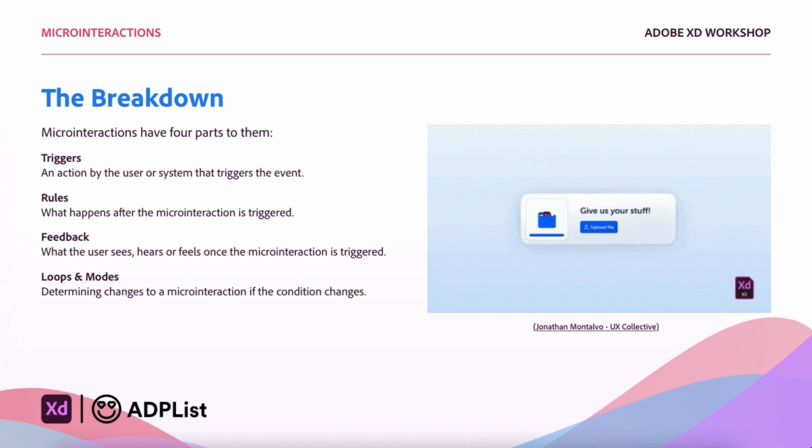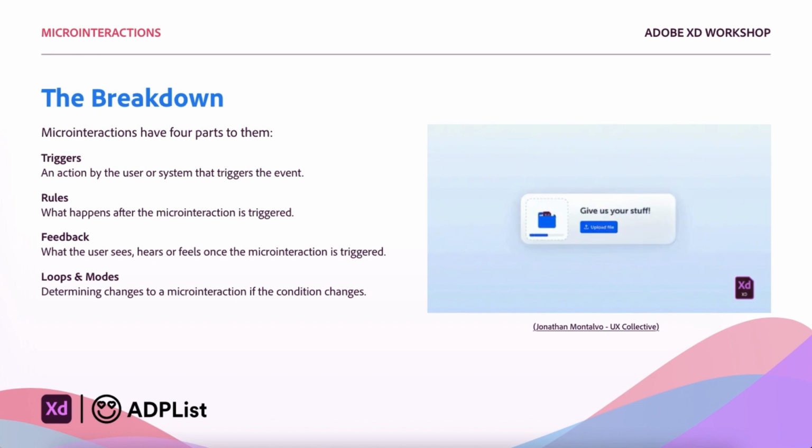And so moving forward, micro interactions have four parts to them that combined together create the actual micro interaction and are just helpful to think about as well when you're creating your own. So the first is trigger, an action by the user or system that triggers the event. So this is just the action that happens either from something the user has done or just the system itself automatically triggering the interaction.